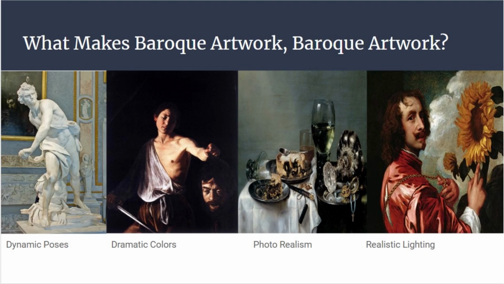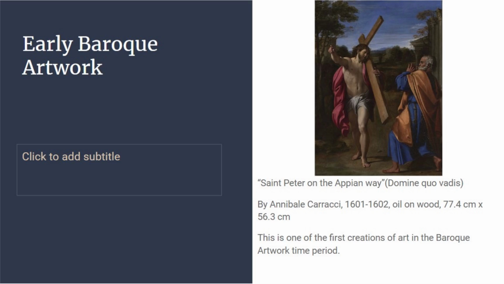Now let's look at our first piece, because it is going to be a lot. Our first piece is St. Peter on the Appian Way. This piece was created in Italy in 1601 to 1602, and it is a good first piece as it was created just after the Baroque period started.